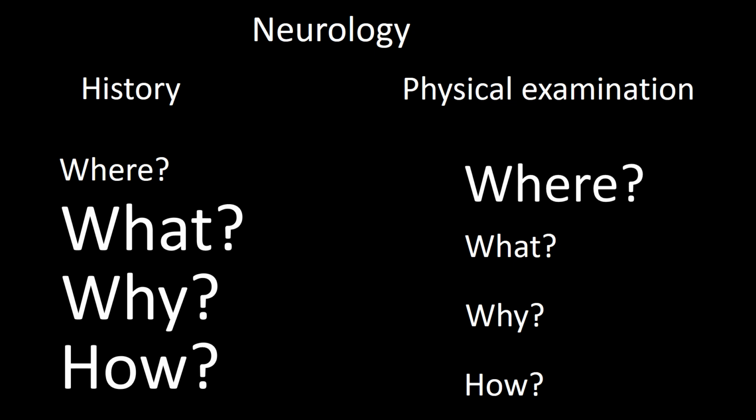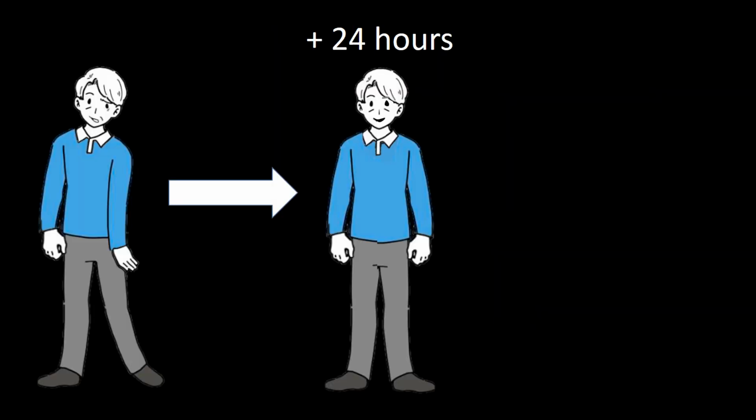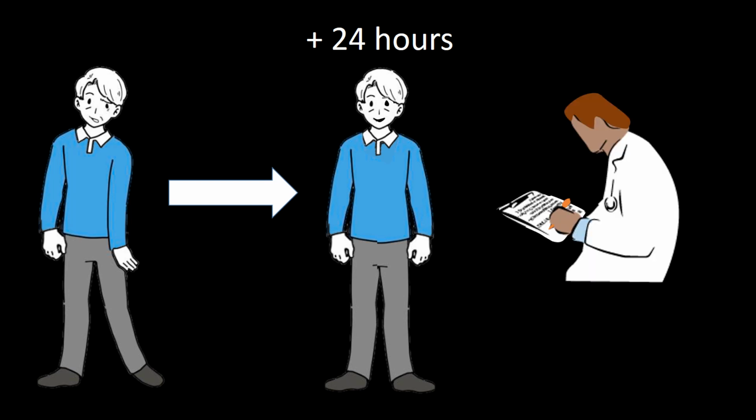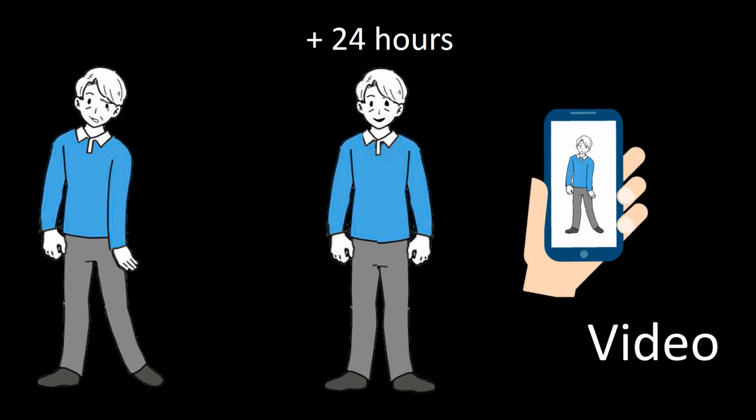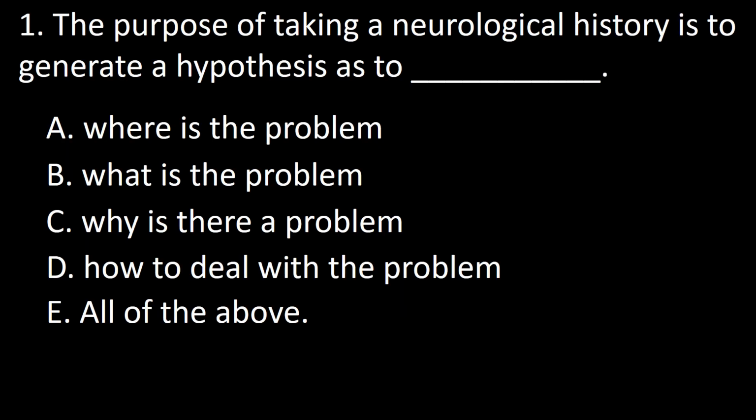Yet, this proportionality will greatly vary according to the temporal characteristics of the neurological complaint. In a patient with fleeting symptoms, such as an episode of arm weakness that has completely resolved by the time the doctor sees the patient, all conclusions regarding where will rest on findings discovered during history taking or on the review of videos recorded during the event. So the answer to this question is E.